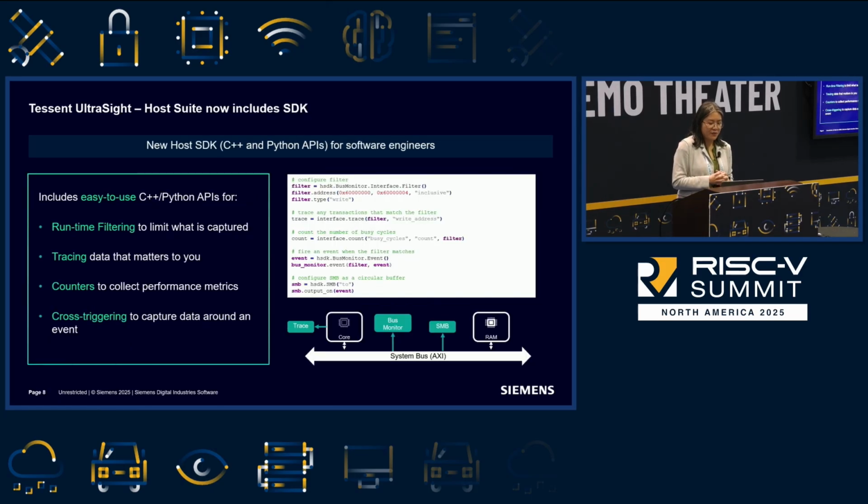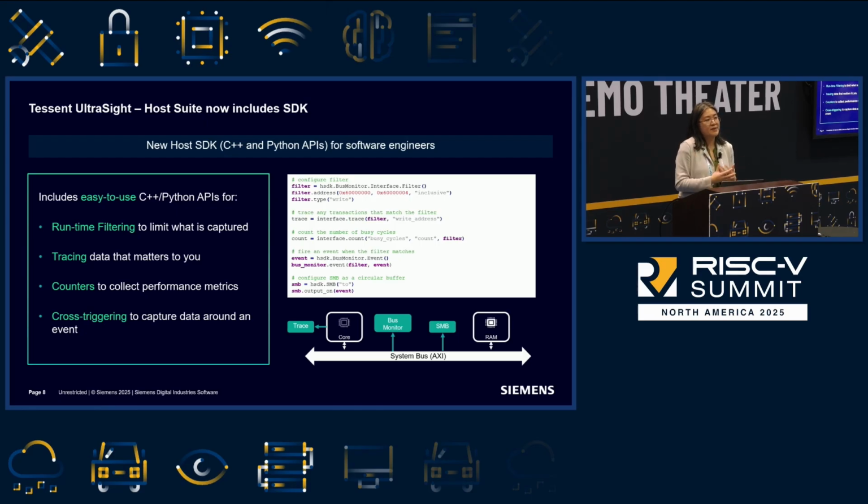Now let's talk about software. So UltraSight includes easy-to-use C++ and Python APIs that you can use to do several things when you're communicating with the IP monitors. For example, you can do runtime filtering, you can do tracing for different types of monitors. You can also, for example, some monitors have counters where you may only be interested in collecting the performance metric rather than the raw message itself. In order to save bandwidth, that is also possible.